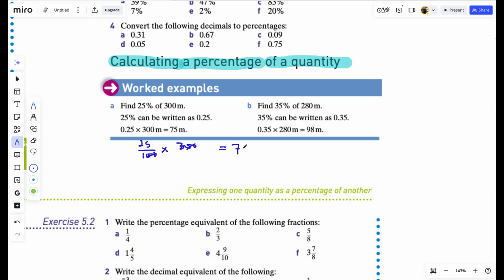So 25% of $300 will be $75. Right? Okay, so that's that for that.